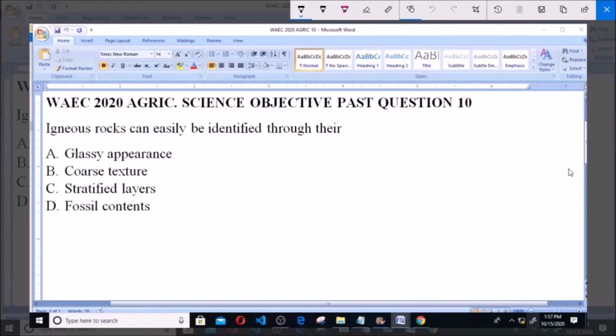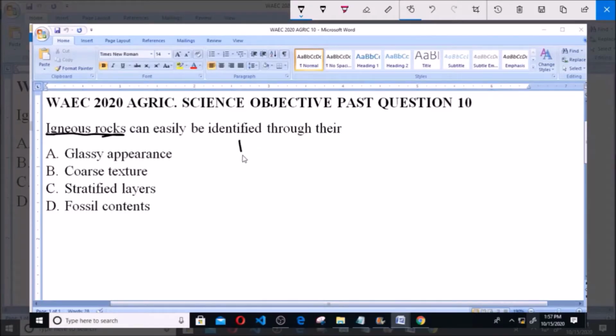Be answering Waec 2020 Agric Science Objective Past Question 10. Igneous rocks can easily be identified through their A, glassy appearance, B, coarse texture, C, stratified layers, D, fossil content. So igneous rocks is one of the forms or types of rocks that we have.